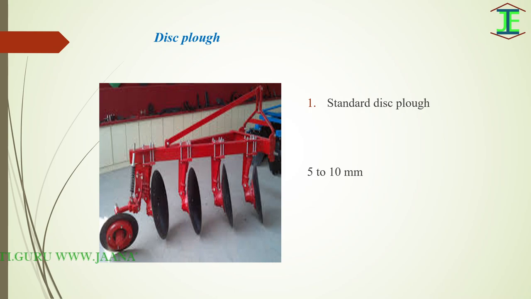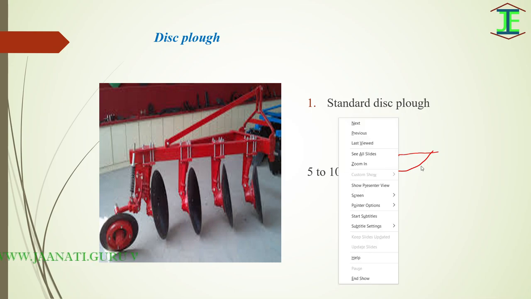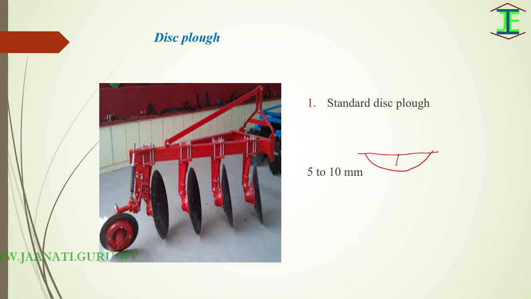And the concavity. Concavity is nothing but, if this is the disc, the distance from this horizontal surface to this concave surface. So this distance is called concavity. The concavity is 8 centimeters for 60 centimeter diameter disc and 16 centimeters for 95 centimeter diameter disc.